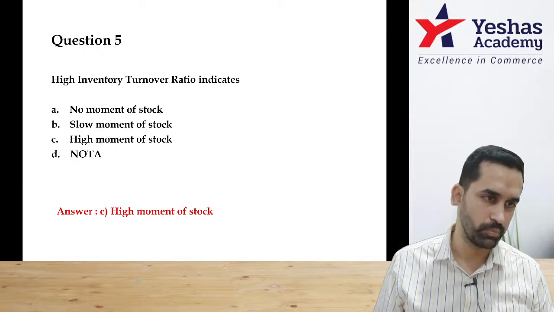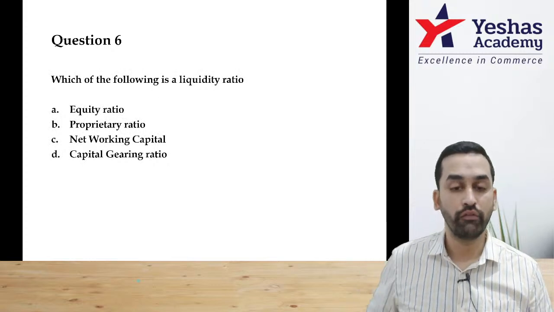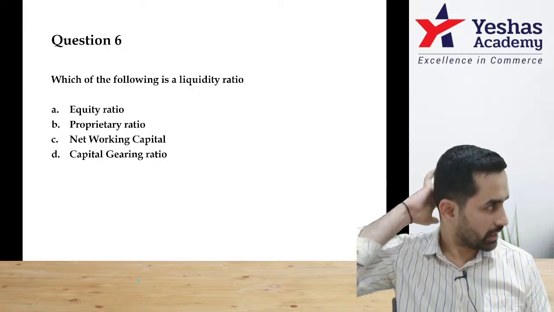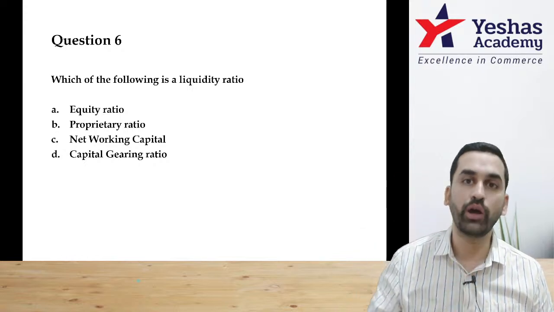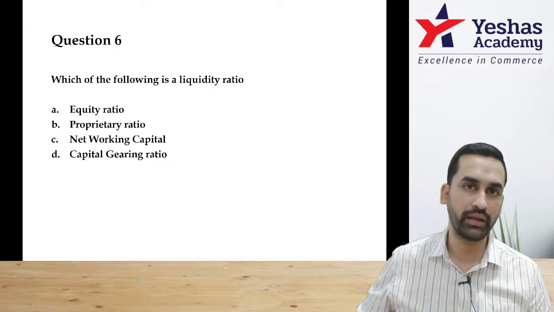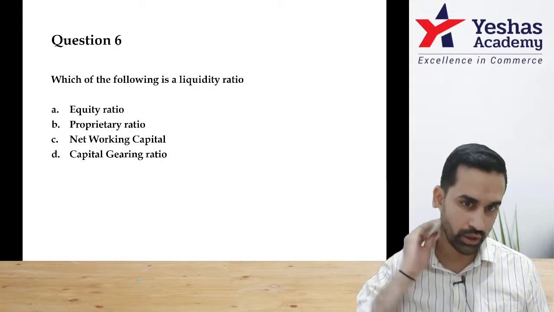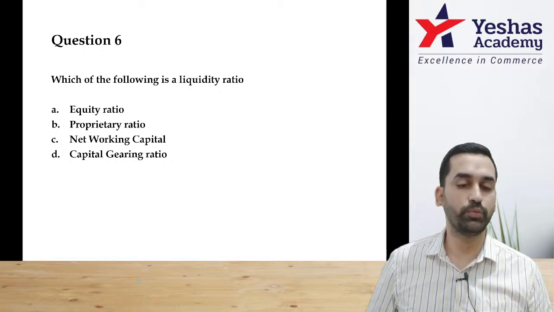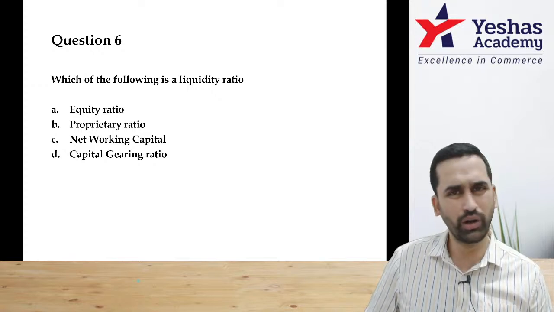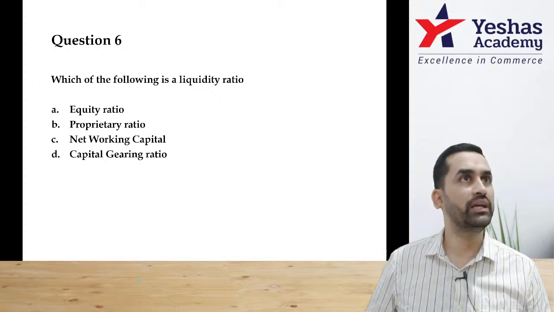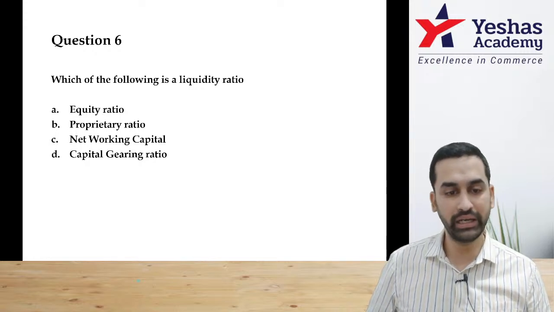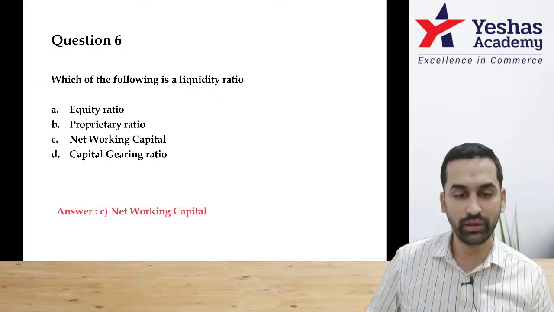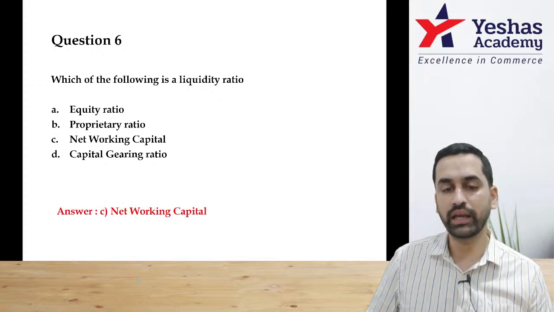Yeah, right. Question number 6, which of the following is a liquidity ratio? Now first of all, understand, liquidity ratio is about day-to-day operations. I've told you many times, repeating once again, when I say liquidity ratio, I'm referring to day-to-day, correct? For day-to-day purpose, equity ratio, proprietary ratio, capital gearing ratio will not be used. Options A, B and D are for long-term funds, and we are talking about what? Liquidity, day-to-day liquidity. That means it is net working capital.